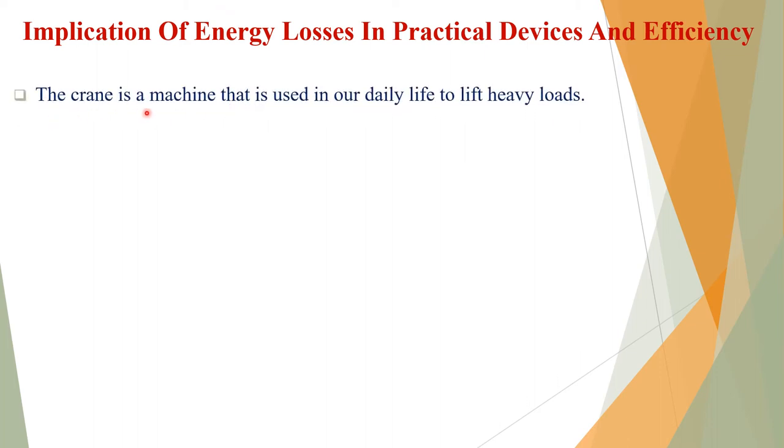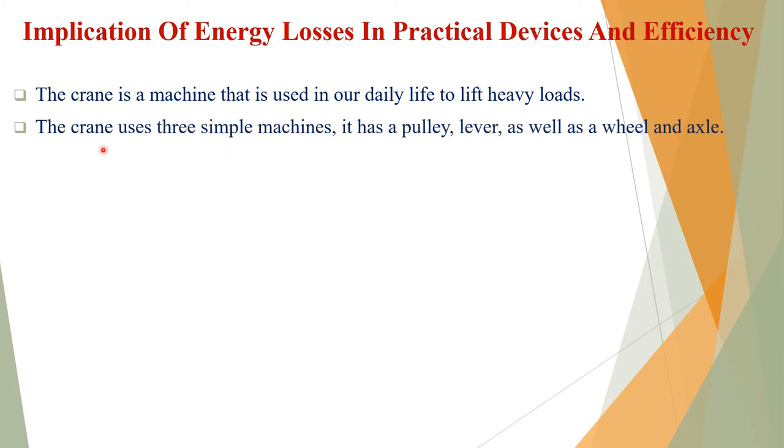The crane is a machine that is used in our daily life to lift heavy loads. We are taking an example of a machine that is a crane, and we use a crane for lifting heavy loads. The crane uses three simple machines. It has a pulley, lever, as well as a wheel and axle.